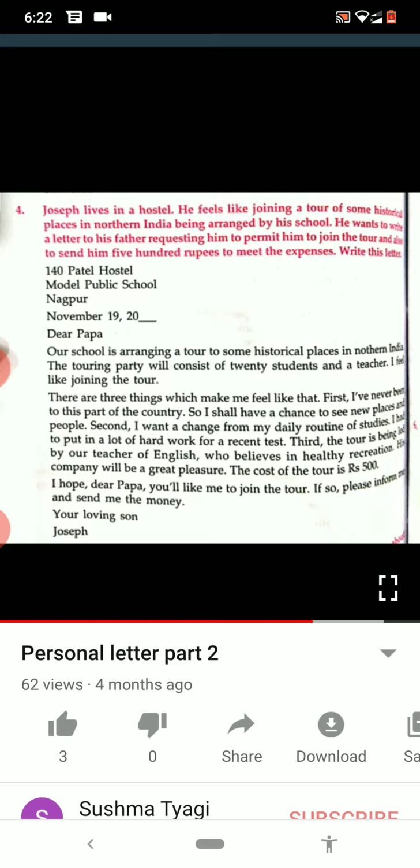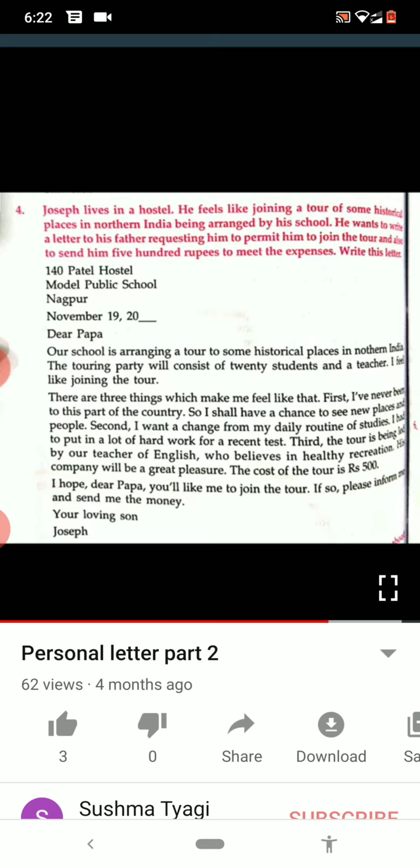Our school is arranging a tour to some historical places in northern India. The touring party will consist of 20 students and a teacher. I feel like joining the tour. Now, second para. There are three things which make me feel like that. First, I have never been to this part of the country. So, I shall have a chance to see new places and people.